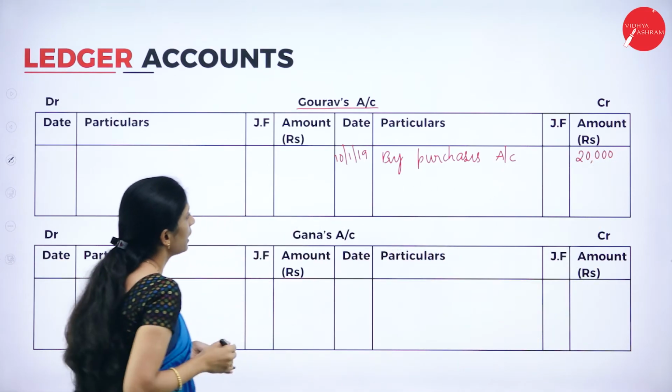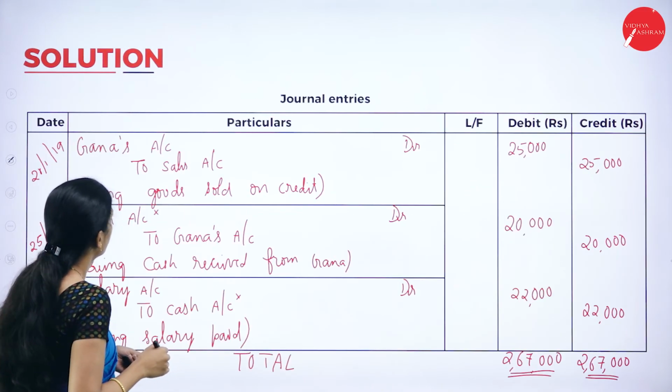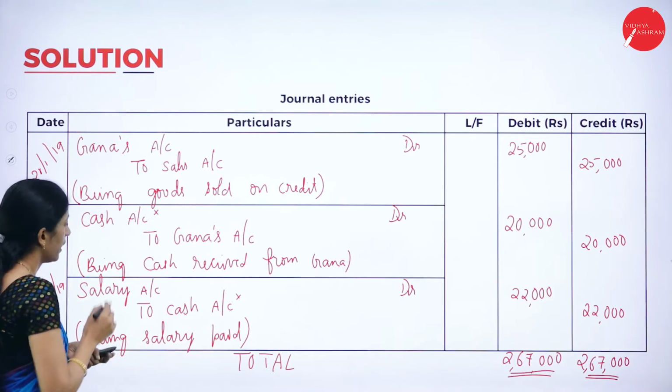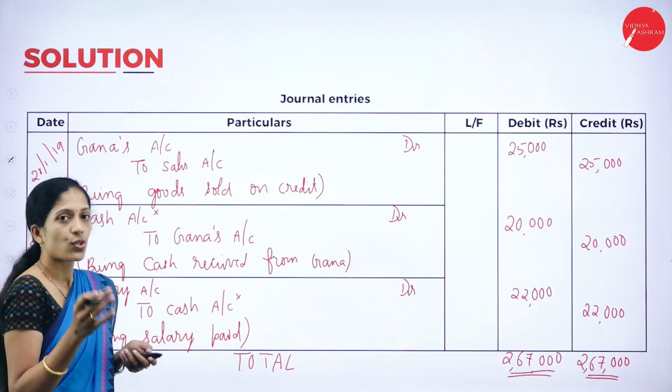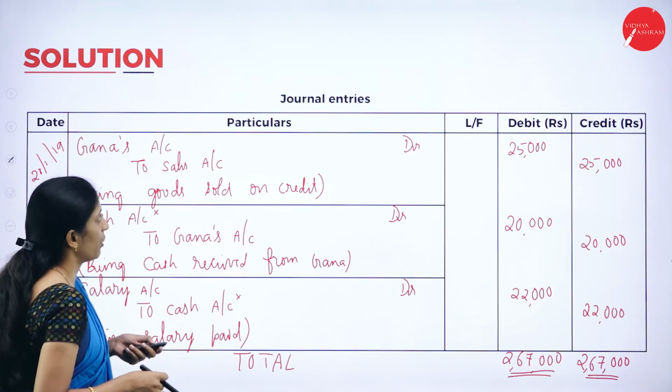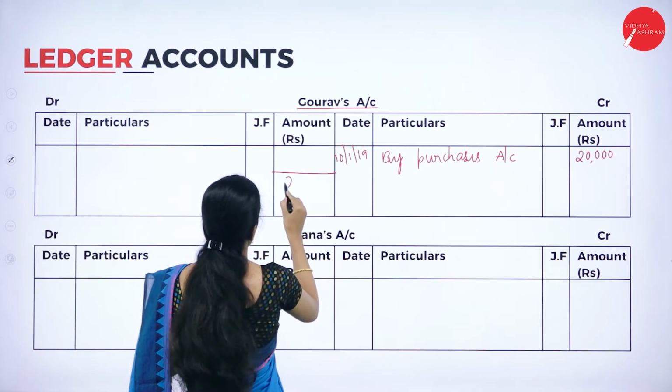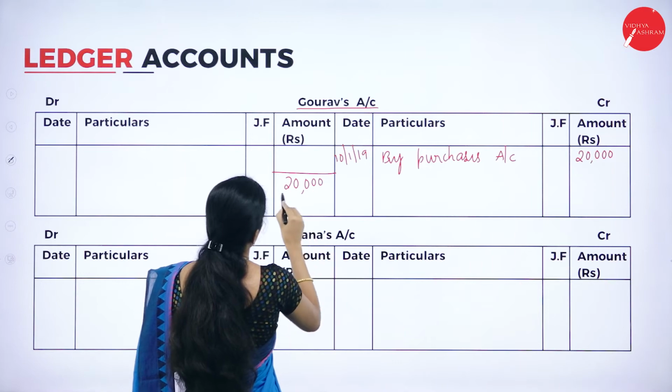Next, we have to find Gaurav's account again. Here there is no Gaurav's account, and there is no Gaurav's account. So what you have to do? Balance carried down. What is the amount? That is 20,000. So write 20,000 on both sides.